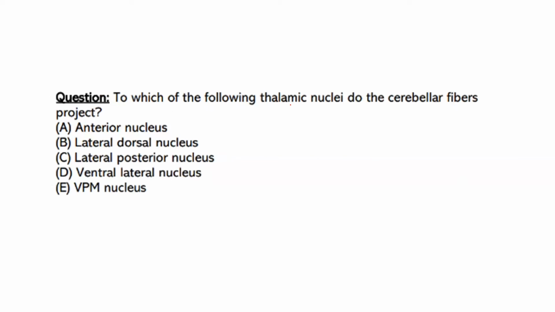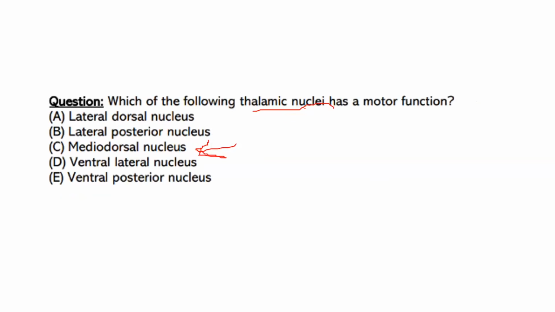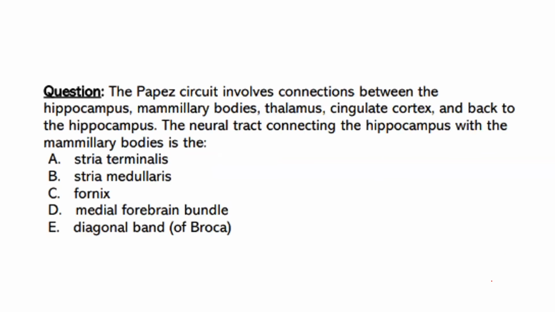Which of the following thalamic nuclei do the cerebellar fibers project to? Again, since we're talking about the thalamic nucleus that has a motor function, it's going to be the ventral lateral nucleus. What it does is it takes these cerebellar fibers and projects them onto the motor cortex. Okay.